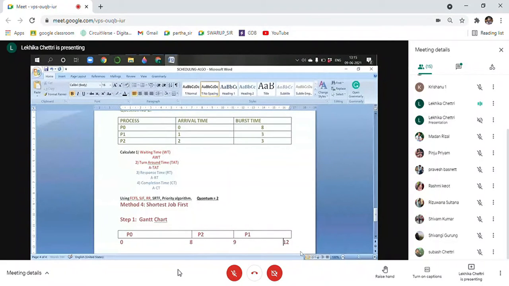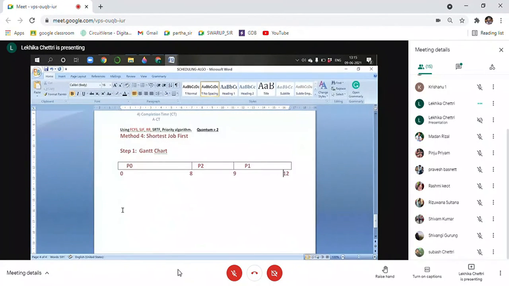So now we have the Gantt chart. Calculate the waiting time. Tell me the waiting time. Waiting time for P0 equals how much? Class, please give me the waiting time.